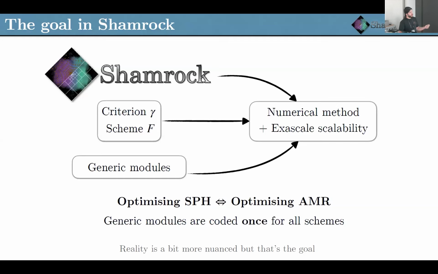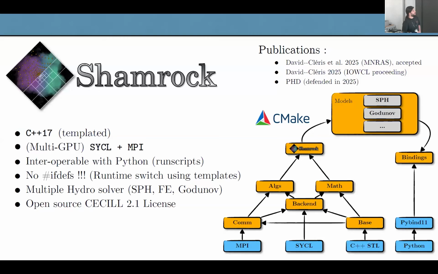Also, this means that we can have generic modules that we could apply to any method in the code, allowing us to only code generic modules, typically chemistry or those kinds of things, once and use them in all of those schemes. Also, having such a framework allows us to optimize all the schemes at the same time. So that's basically the global picture.